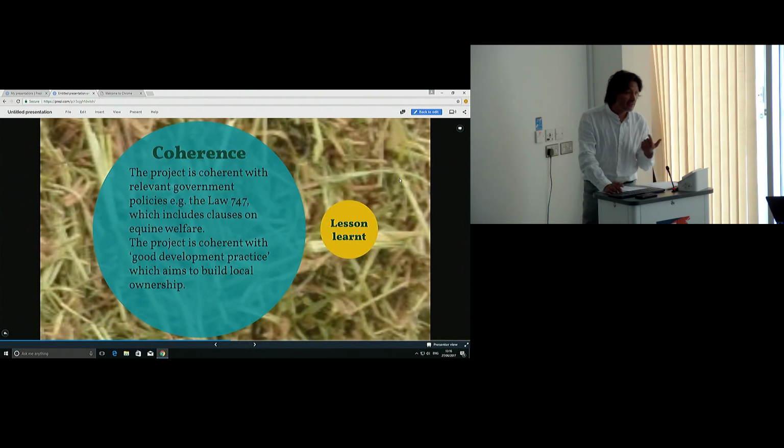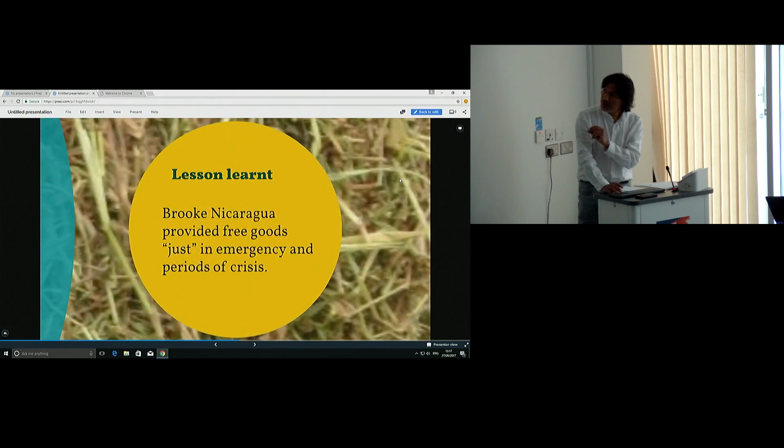Coherence. We have a high score in coherence. It seems that is thanks to advocacy, because we work on policy there, and also the project is coherent with good development practice, which aims to build local ownership. The second part is best case, because it is related to the drought. There was a drought in 2014 when we gave handouts. Lesson learned: Brooke Nicaragua provides free goods just in emergency and pandemic crisis. That's good practice too.